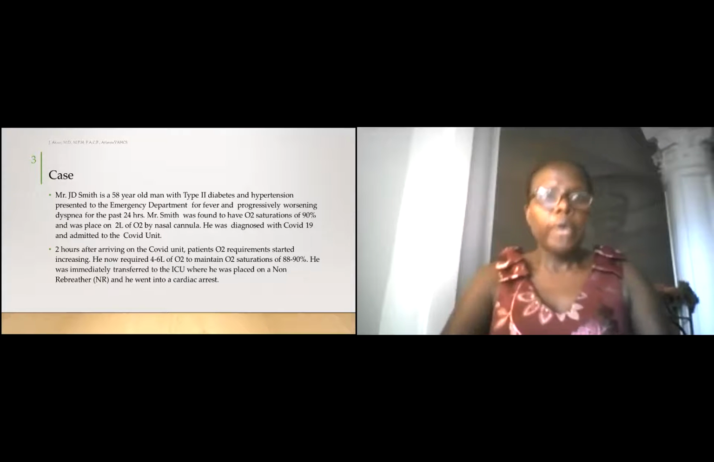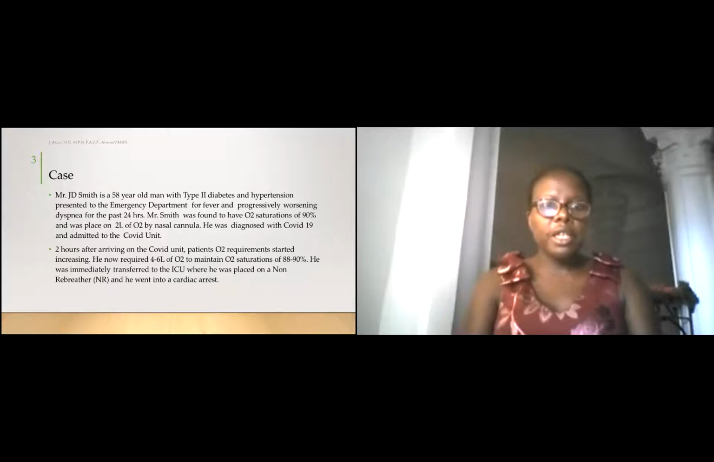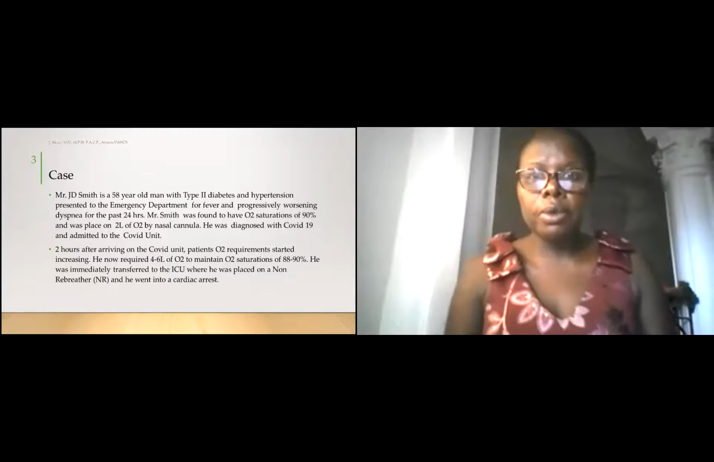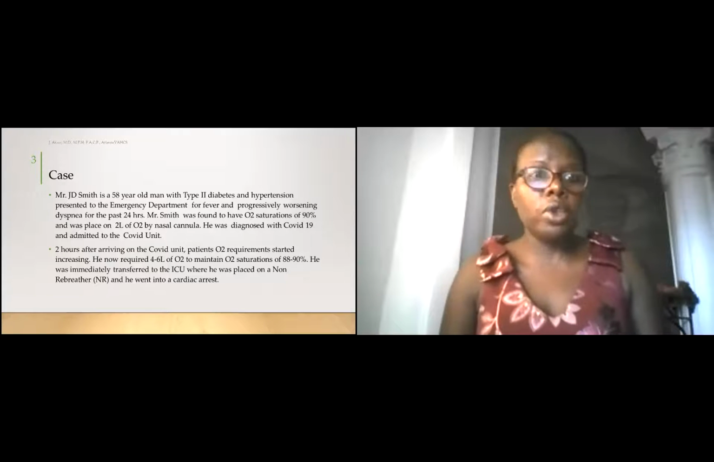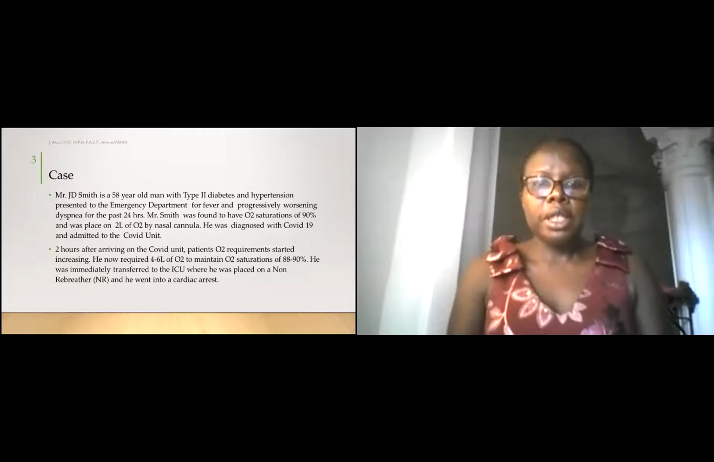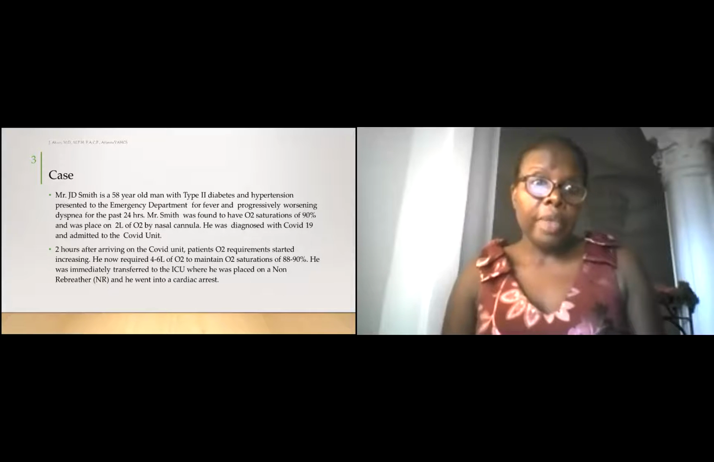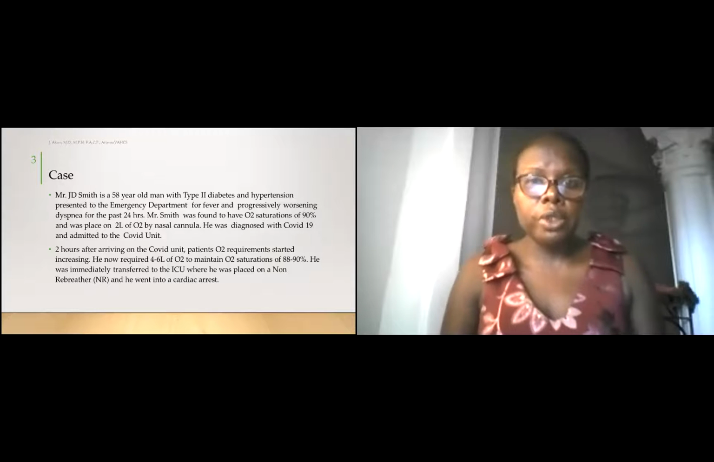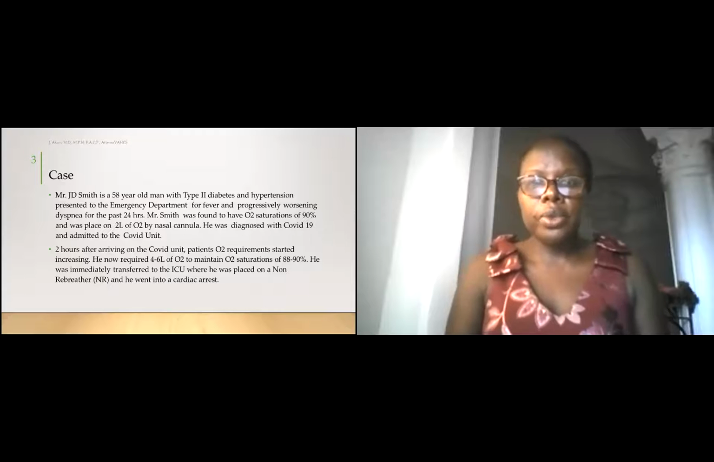So we have a patient, Mr. J.D. Smith. He's a 58-year-old man with a history of type 2 diabetes and hypertension who presents to the emergency room for fevers and progressively worsening shortness of breath for the past 24 hours. Mr. Smith was found to have oxygen saturations in the low 90s, and was placed on oxygen by nasal cannula when he arrived in the emergency room. He was diagnosed with COVID-19 and admitted to the COVID unit.